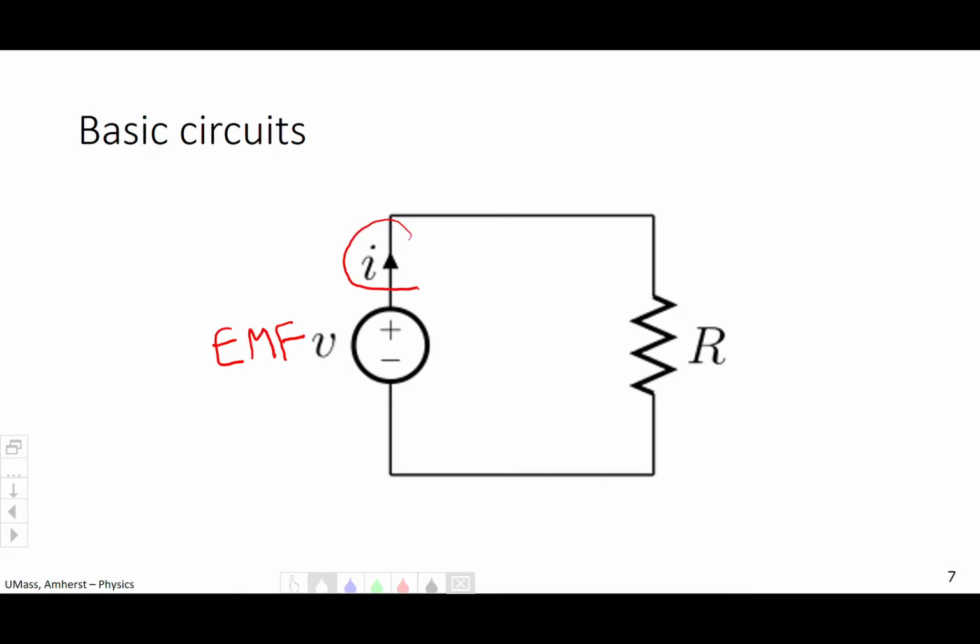The current, again, is moving away from the positive. So you can say it's moving in this direction. And here is a resistor. That's an example of what a resistor looks like in a circuit. This black line here is simply a wire.